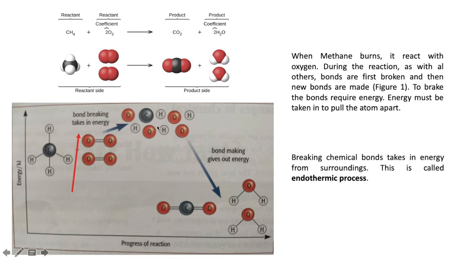During the reaction, as with all others, bonds are first broken and then new bonds are made. This is where we break the bonds, and this is where we form the bonds. To break the bonds requires energy. Energy must be taken in to pull the atoms apart. Breaking chemical bonds takes in energy from the surrounding, and this is called an endothermic process.